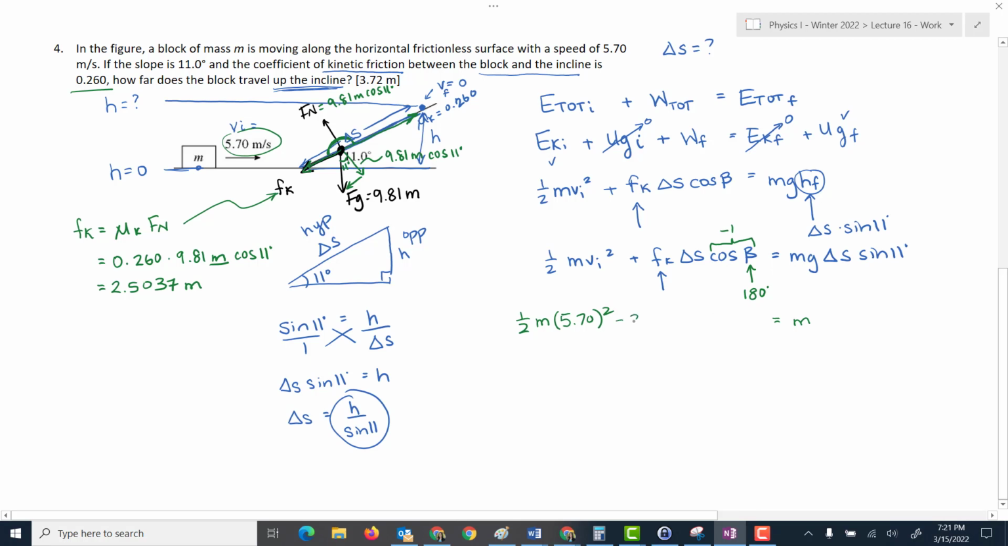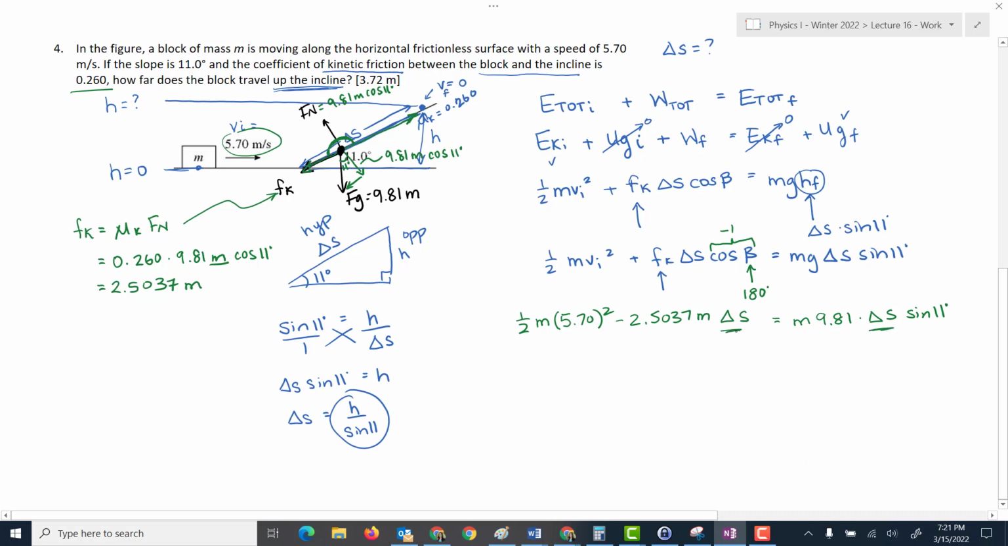Minus 2.5037 m delta S is what I'm solving for, equals m times 9.81 times delta S times sine of 11 degrees. So I'm solving for the delta S that's here and here.